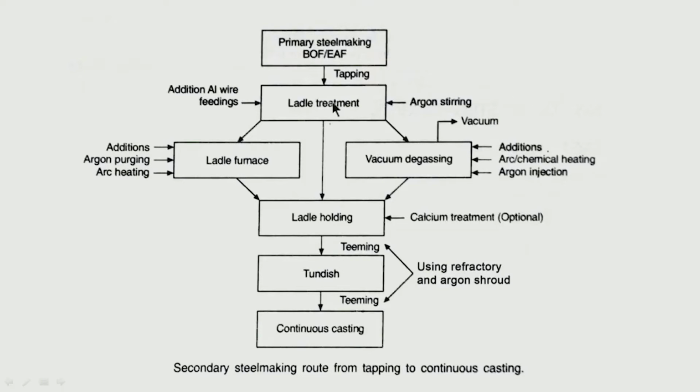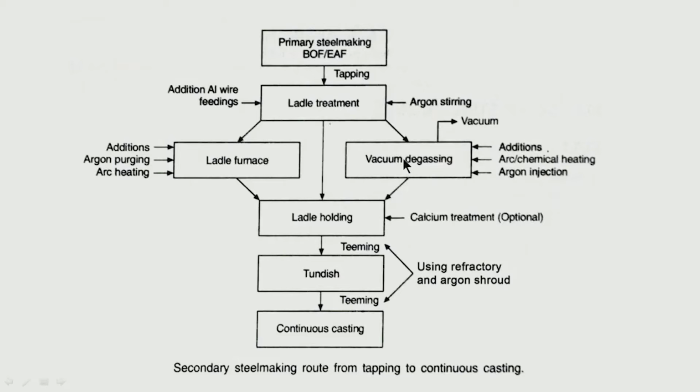Now this ladle treatment at this stage basically means, even if I do not take it to the ladle furnace or other vacuum degassing, just in the ladle itself we can do a certain amount of secondary refining. Deoxidation is possible, argon stirring is possible, so inert gas purging is possible. So deoxidation and inert gas purging are possible in a normal ladle itself, without taking it into the ladle furnace or the degasser. Okay.